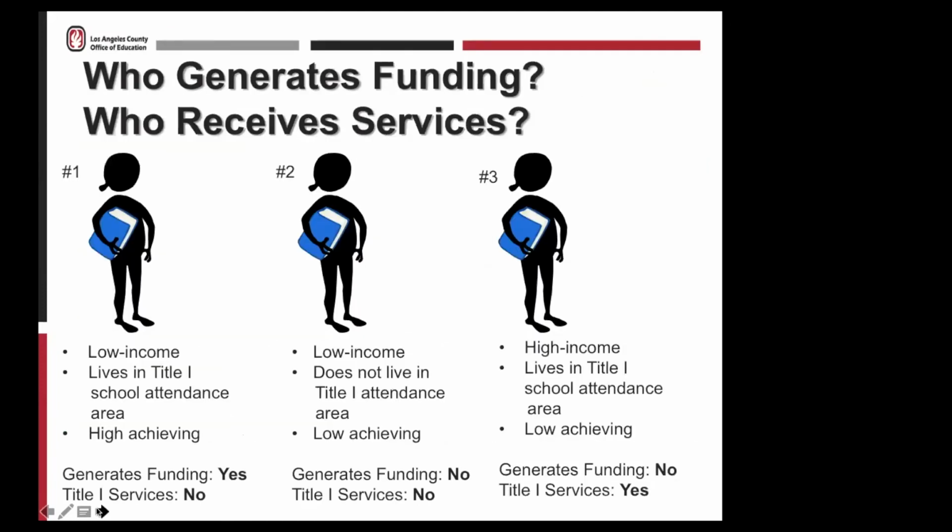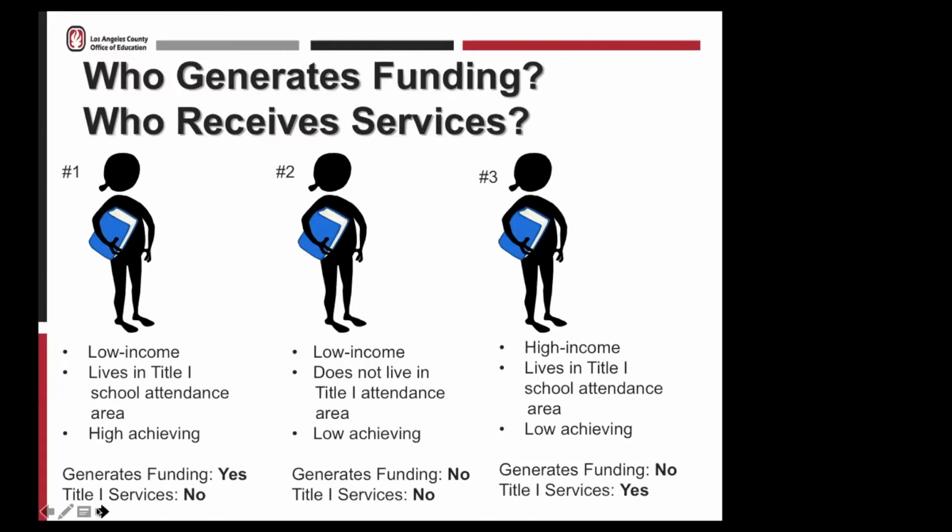So let's test your understanding. Who generates the funding and who receives services? So let's look at student 1. This student is a low-income student that lives in a Title I school attendance area and is high achieving. Do they generate funding? Yes. Do they receive Title I services? No. They are not failing or most at risk of failing as defined in ESSA and the Code of Federal Regulations.